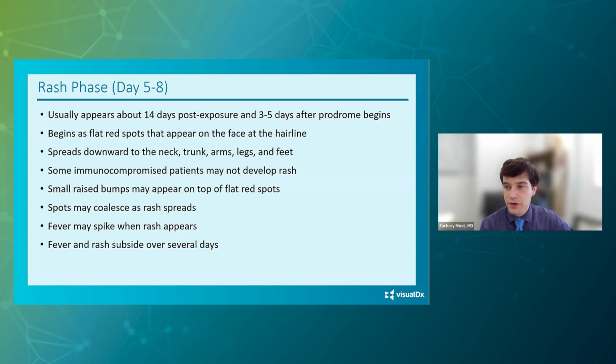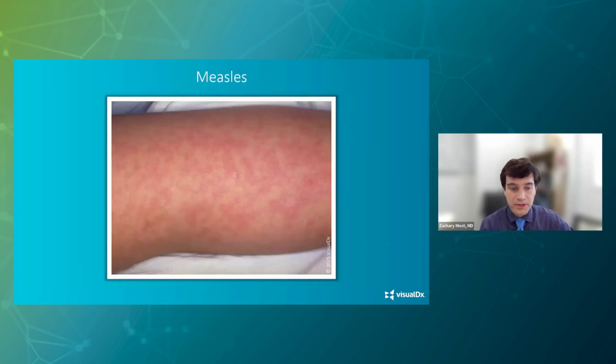On the next few slides, we're going to look at some examples of the measles rash. And these are all images that come from Visual DX. Here is a measles rash on the extremity of a patient. It shows this diffuse macular and somewhat maculopapular rash, and you can start to see some of these erythematous areas starting to coalesce into larger red splotches.